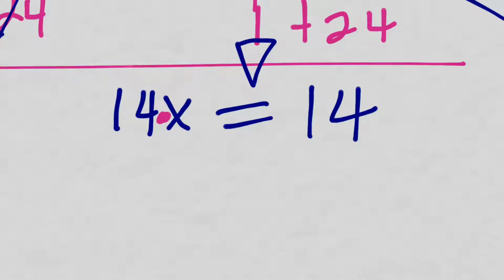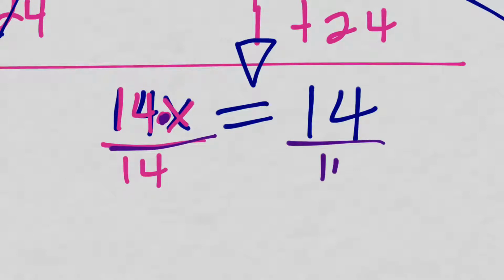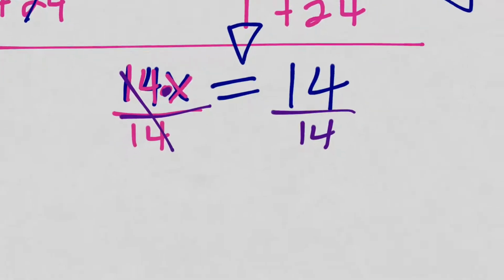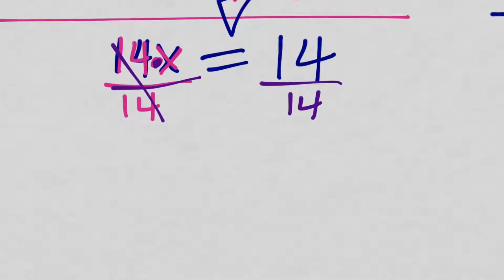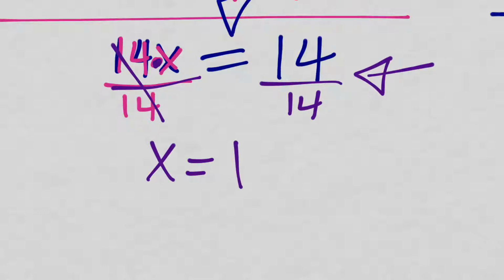The 14 here is in front of the x, so now I'm going to divide by 14 because the opposite of multiplication is division. So when I divide both sides by 14, 14 divided by 14 is 1, so I'm left with 1x. And again, 14 divided by 14 on the right is just 1.